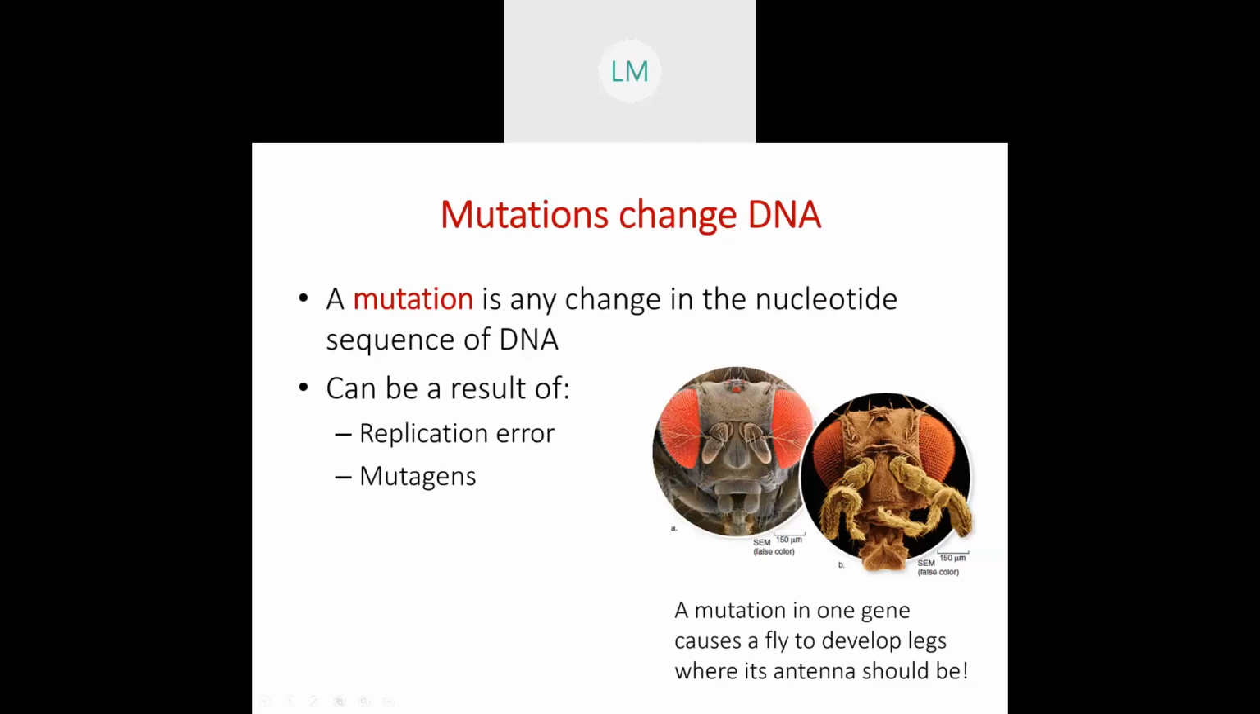So here's an example down here. This is a fruit fly. So there's a mutation in just one gene that causes them to develop legs instead of antennas, right? So here they have antennas, and here they have legs coming where their antennas should be. So these mutations are changing the nucleotide sequences, and they can result in pretty big changes in the phenotype, right?